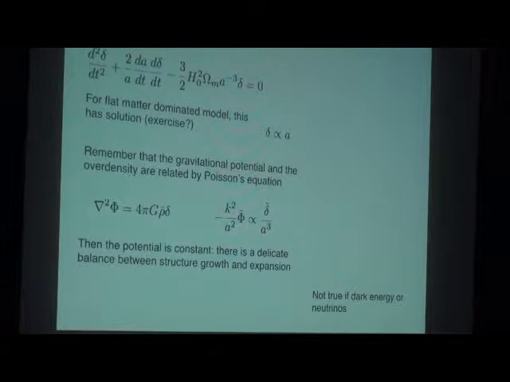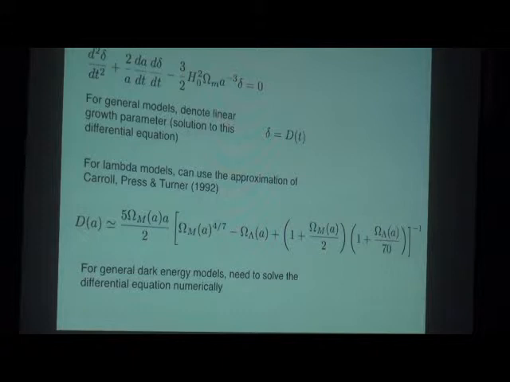For an Einstein de Sitter model, nobody worries about this anymore, but it's a really nice solution to this equation. If you plug in omega m equals 1, then you get that delta is proportional to a, and you find that the potential in the universe is constant. You find that the degradation of the potential by the expansion of the universe is perfectly balanced by the increase in the potential of structure forming. And it's really neat. I think this is one of the nice things about the Einstein de Sitter model that nobody now believes is true, or at least fits the universe.